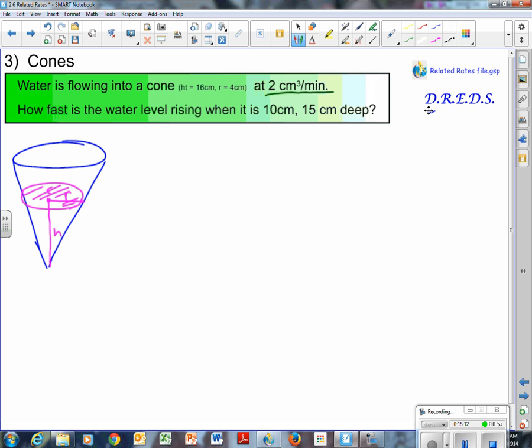Well, what else do I know? Let's go in, we did our diagram. Let's talk about rates given. Water's flowing into it. Notice this label. That's a key indicator that we're talking about volume. And it is per minute, so this is a rate. dV dt is equal to 2 cubic centimeters per minute.